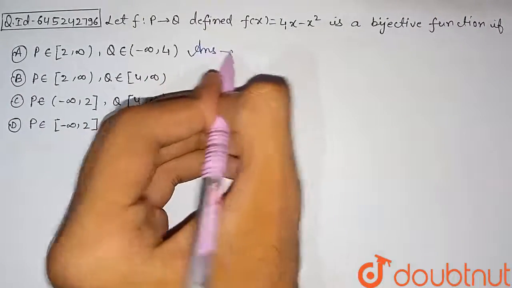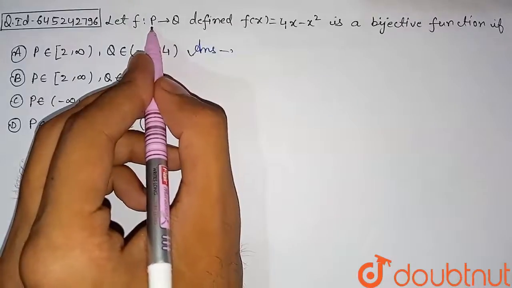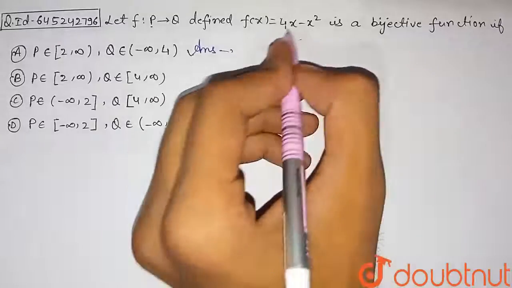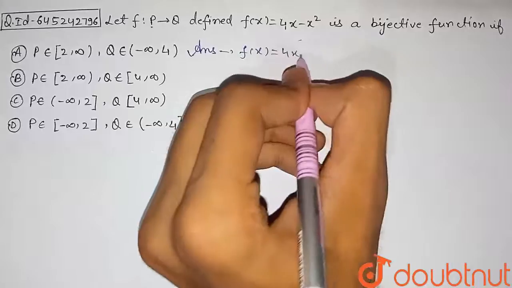Basically we have to find the values of the sets P and Q, that is the domain and codomain of this function, if this function is bijective. So first we will simplify this function. Our given function is f of x equal to 4x minus x square.